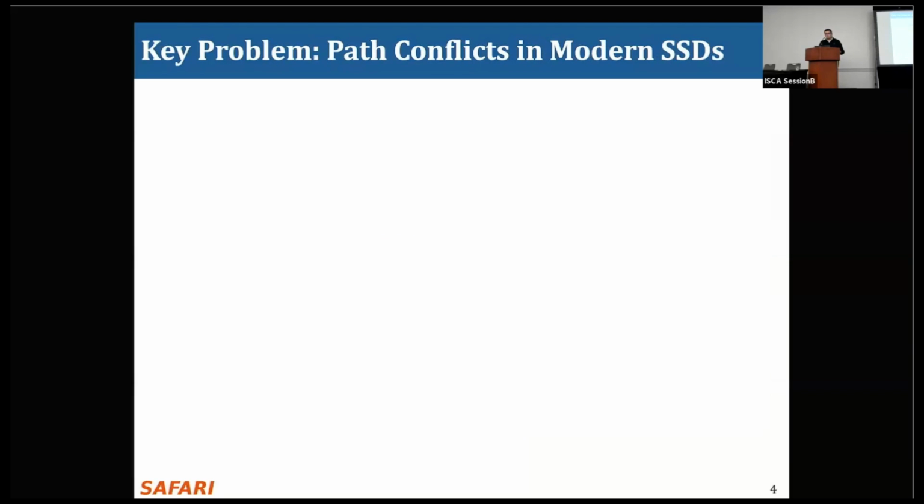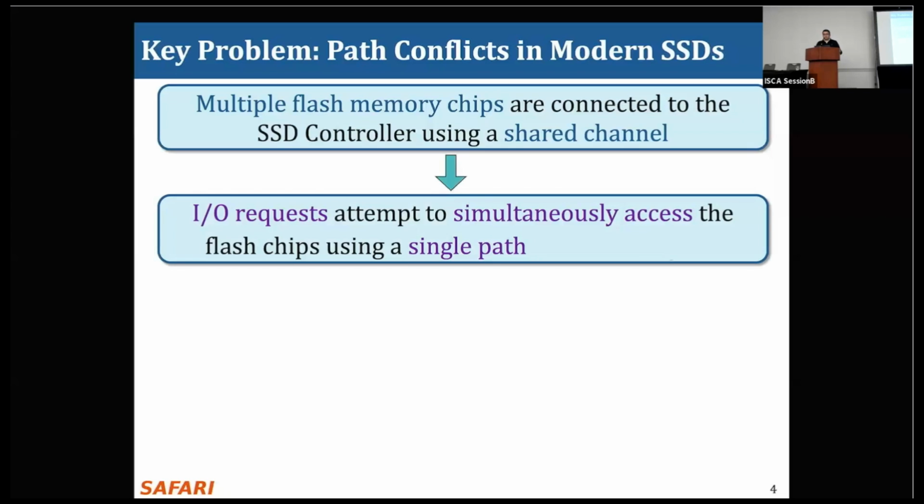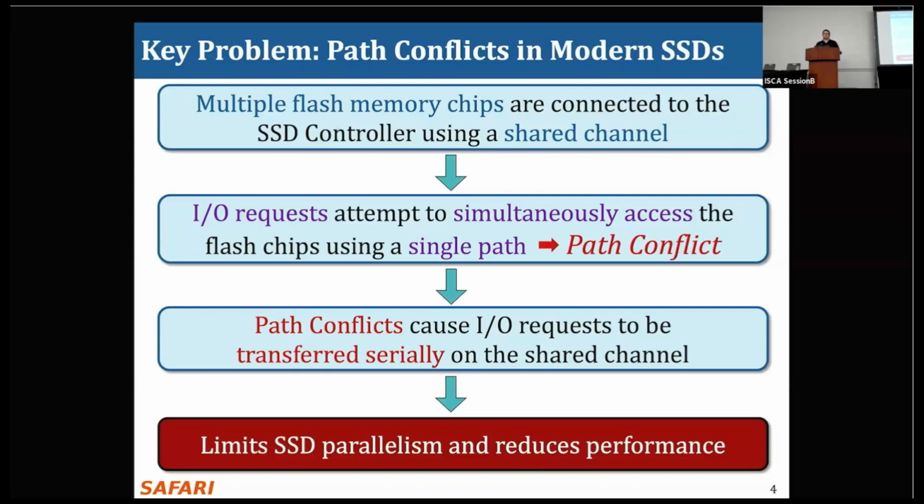Now let's look at the problem that we address in this work. In commodity SSDs, multiple flash memory chips are connected to the SSD controller using a shared channel. I/O requests in data-intensive workloads attempt to simultaneously access the flash chips using a single path, which causes path conflicts in SSDs. And path conflicts cause I/O requests to be transferred serially on the shared channel, which limits SSD parallelism and reduces the overall system performance.